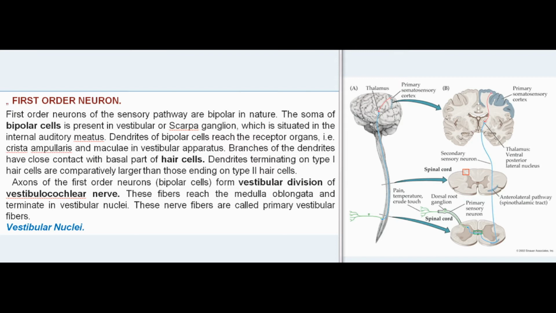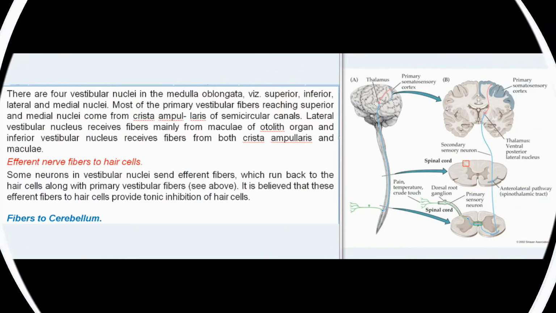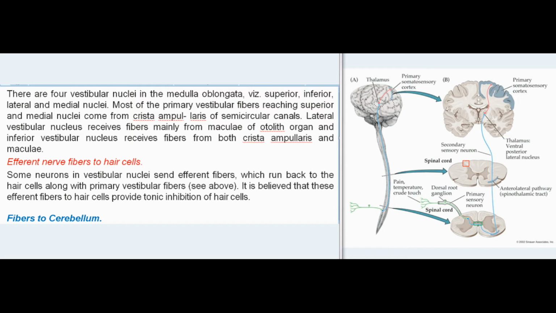Axons of the first-order neurons, bipolar cells, form vestibular division of vestibulocochlear nerve. These fibers reach the medulla oblongata and terminate in vestibular nuclei. These nerve fibers are called primary vestibular fibers. Vestibular nuclei. There are 4 vestibular nuclei in the medulla oblongata, viz. superior, inferior, lateral, and medial nuclei.